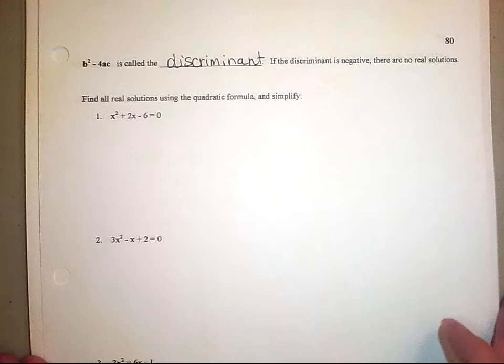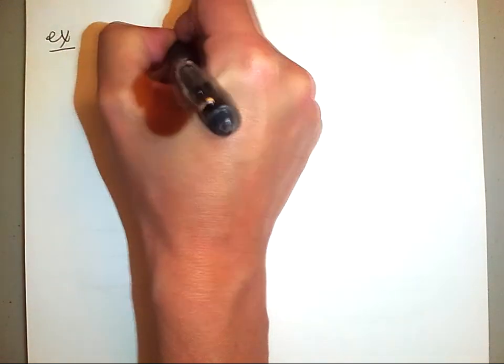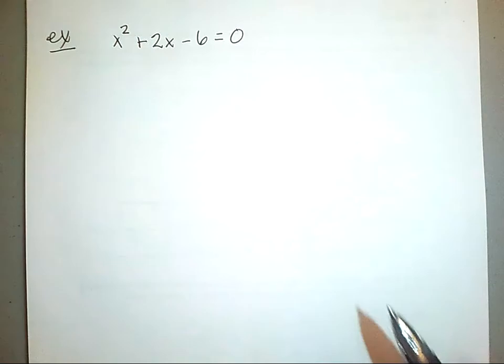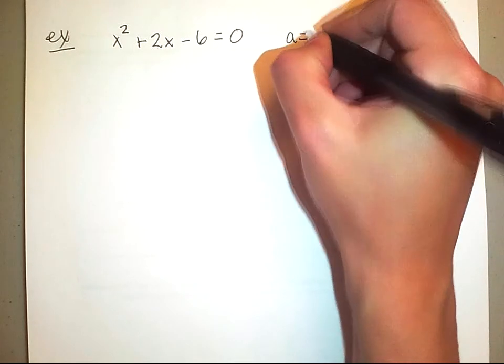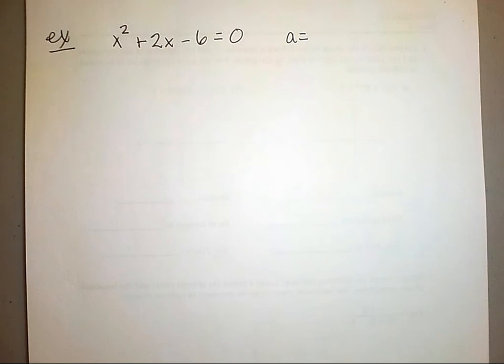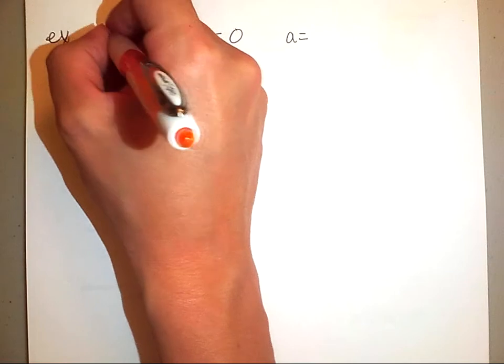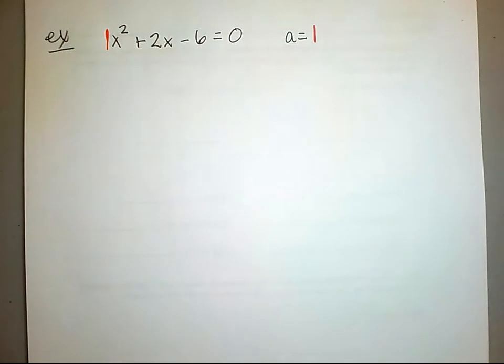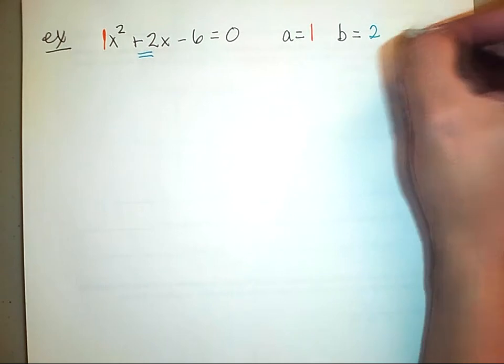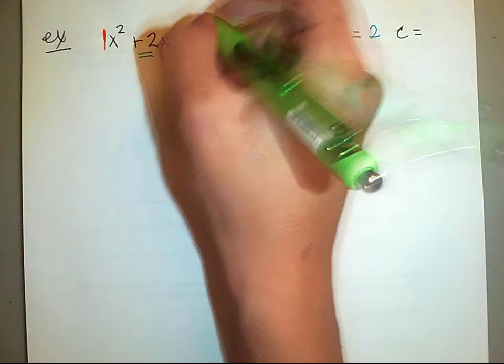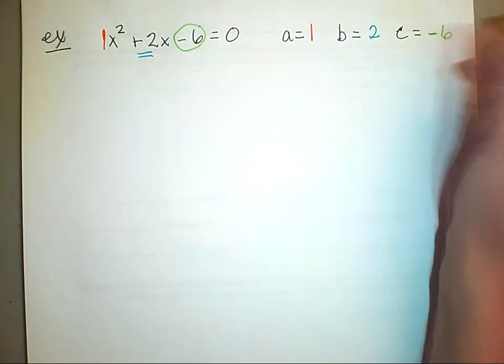Probably should just do that on the sheet. All right, so for example, x squared plus 2x minus 6 equals 0. Great, this thing is equal to 0, and that's an important thing. Once we have that, we can determine what a is equal to. Remember, if we don't see a coefficient, we can always put 1 there. So a is equal to 1. B will be equal to positive 2. And for C, we're going to have to remember we're subtracting 6. So C is equal to negative 6.